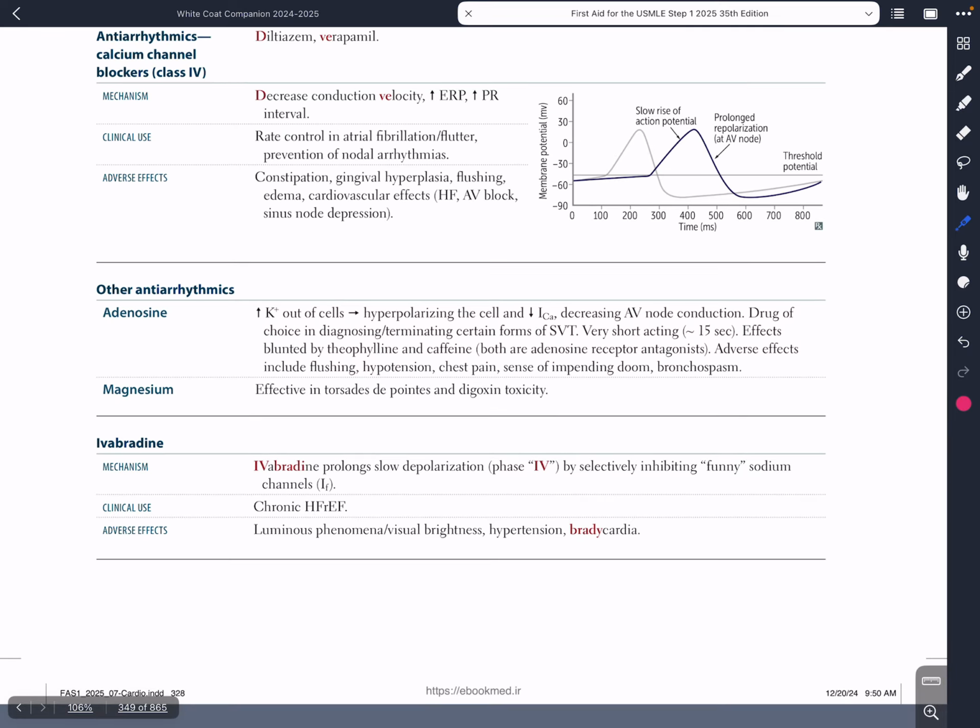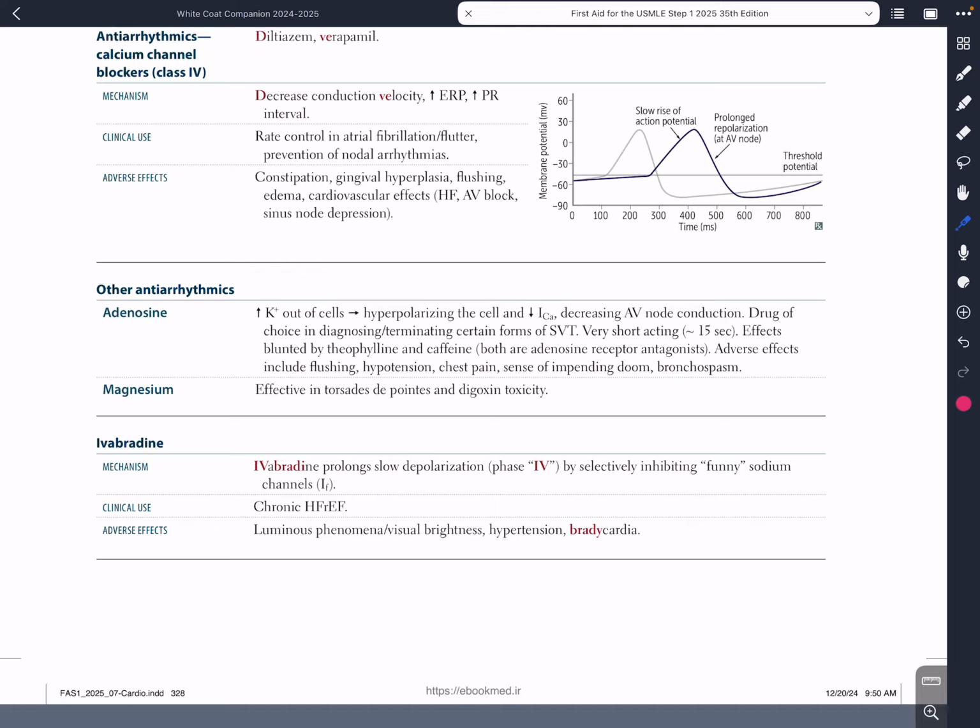Okay, another antiarrhythmic is adenosine, and then lastly magnesium. Magnesium does not have a clearly defined role in antiarrhythmics, but here in First Aid it is still included. So let's see what adenosine is. Adenosine is a very fast acting drug.